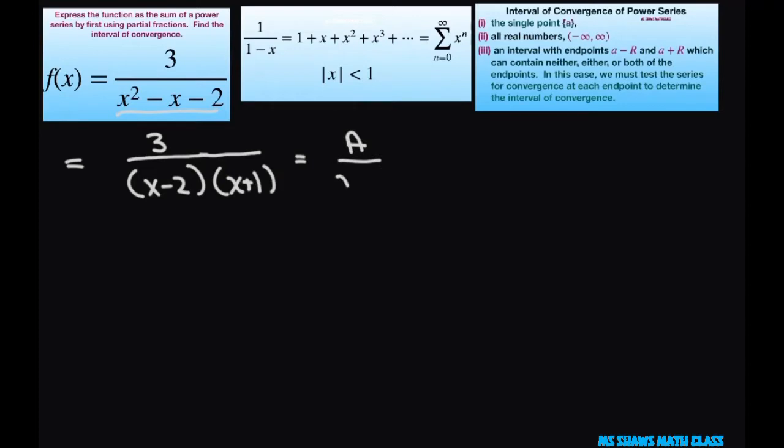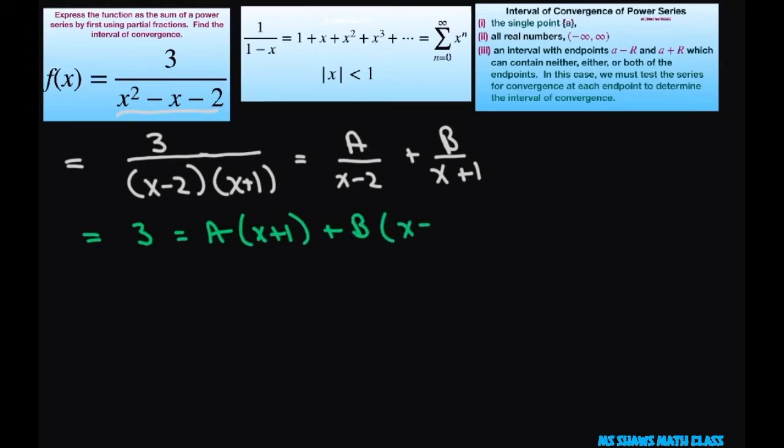We can rewrite this as 3 divided by x minus 2 times x plus 1, which equals A divided by x minus 2 plus B divided by x plus 1. Now clearing the fractions, we'll get 3 equals A times x plus 1 plus B times x minus 2.